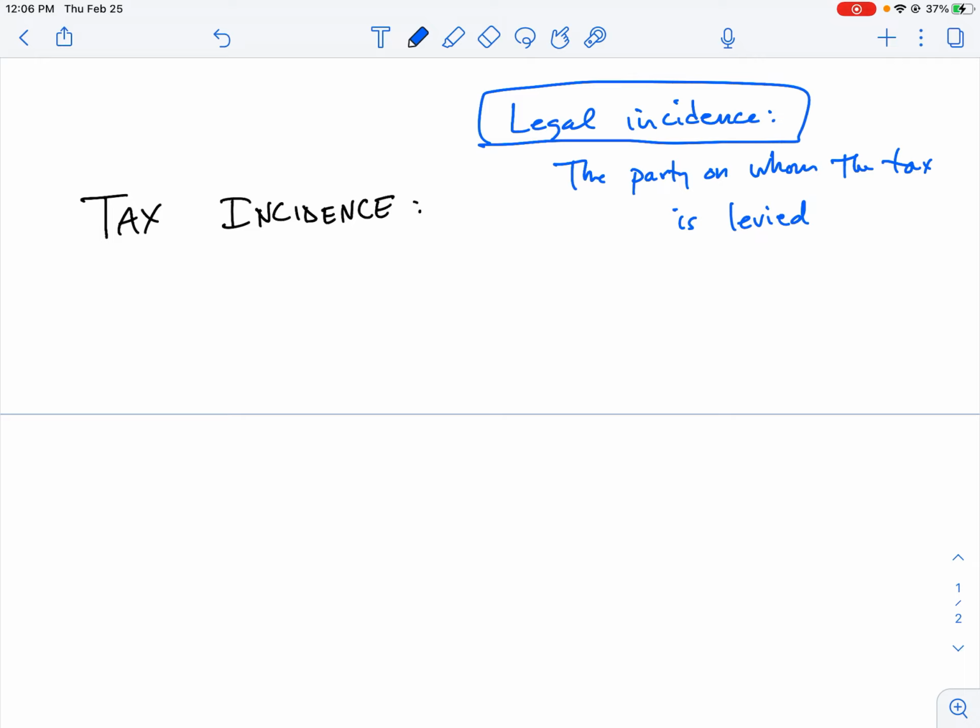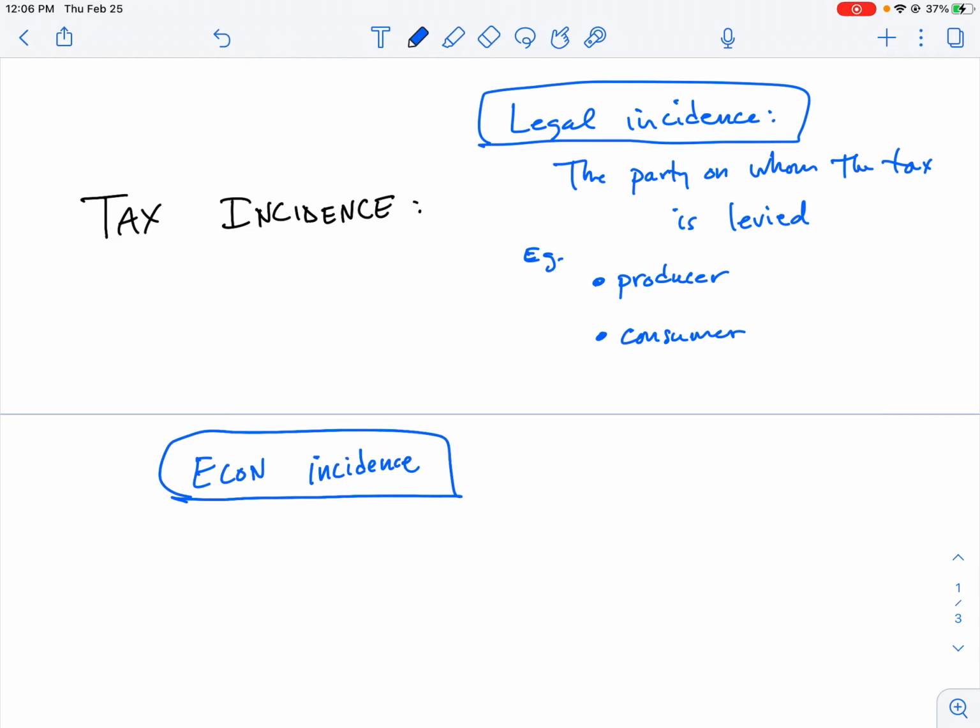So we're going to look at two different examples. We'll look at when you put the tax on the producer, say for example, or when you put the tax on the consumer. And you can control the legal incidence by how you write the tax bill, by who you put the tax on. But the thing you can't control by how you write the tax bill is the economic incidence.